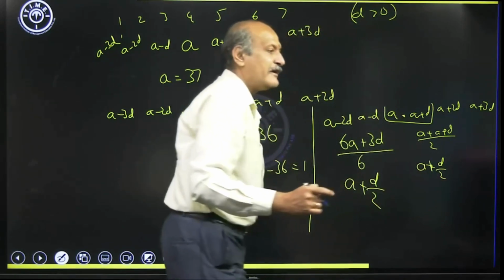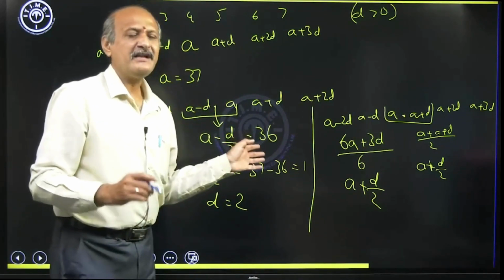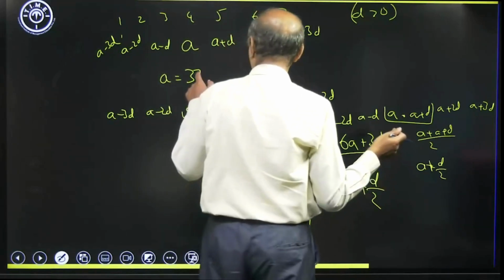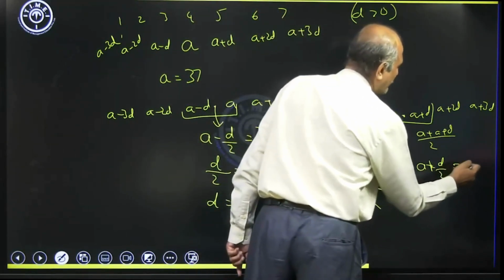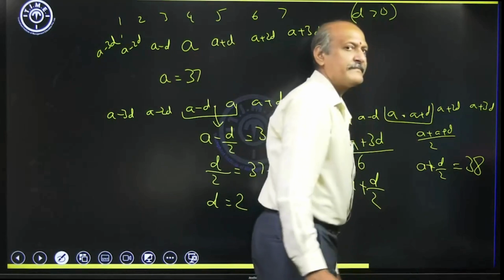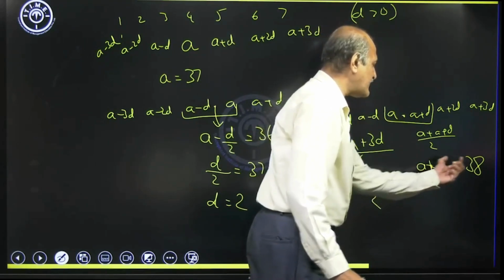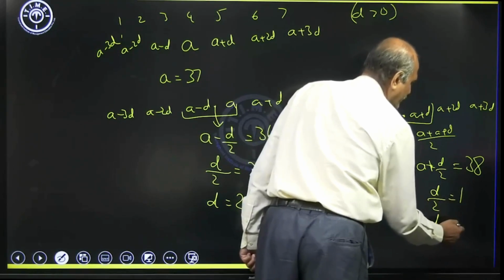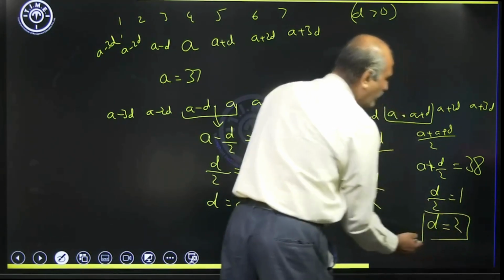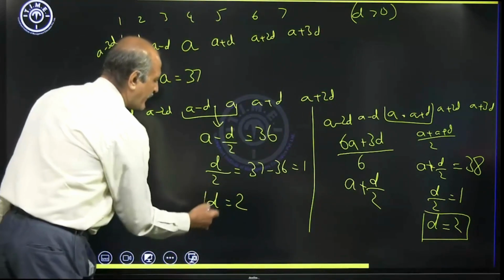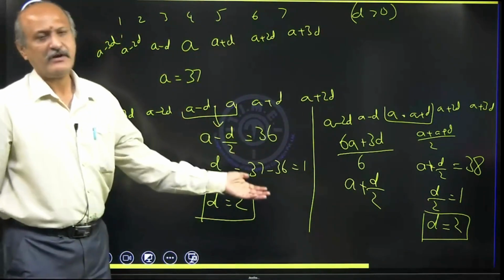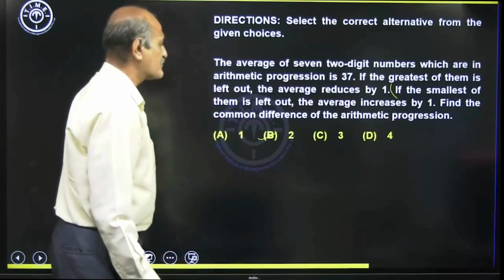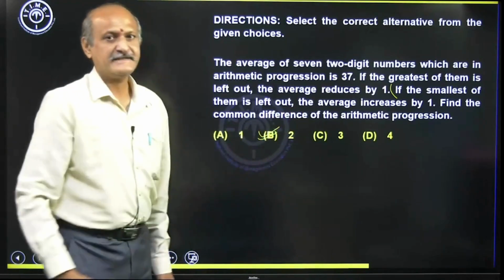And he says, when the least number is left out, the average increases by 1. The average is going to increase by 1. The original average is 37. Now he tells us that this is equal to 38. Okay, if the value for a is equal to 37, we are going to get d by 2 is equal to 1. That gives us d is equal to 2. That is the common difference which you are getting. Either of the statements lets us find the common difference, which is 2. That is the answer to this question. Option B is the answer.